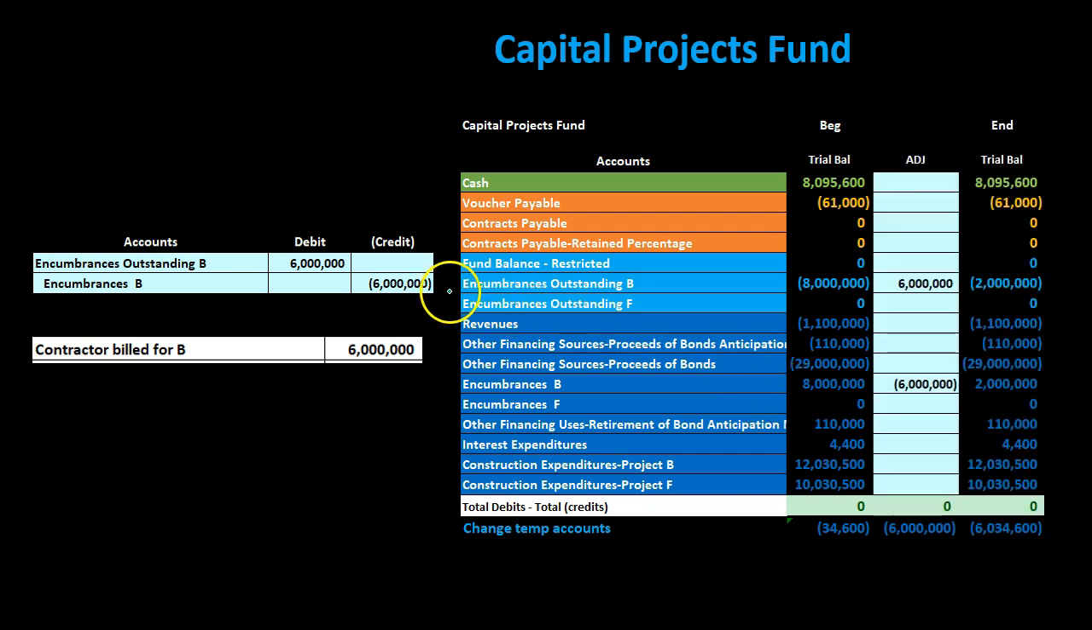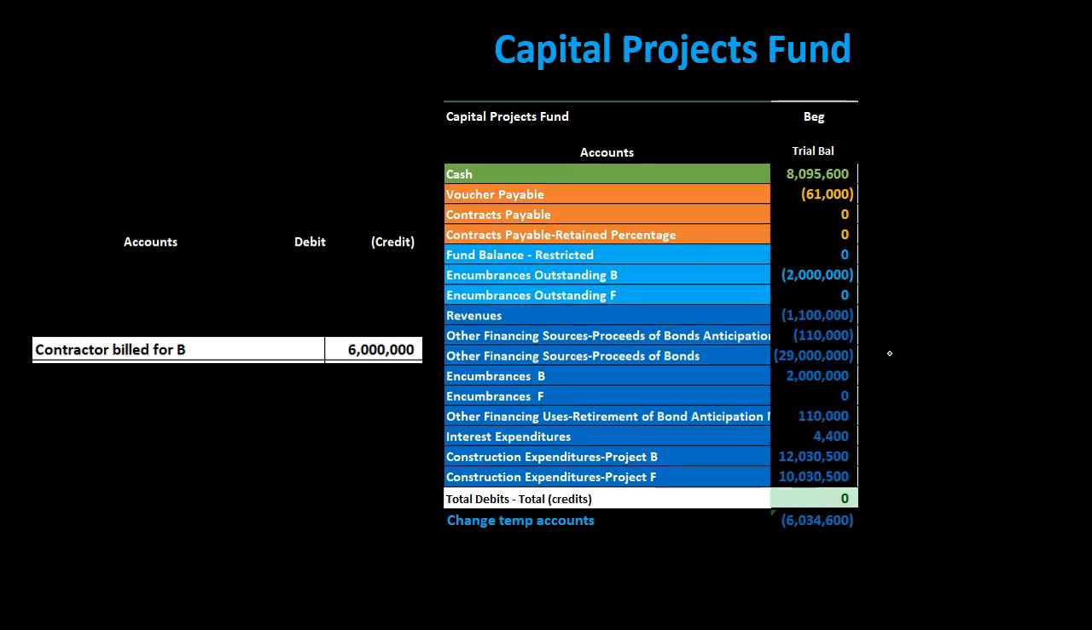If we post this out, then we've got the credit for encumbrances. We debit it, decreasing it down to $2 million. Then we have the encumbrances at 8. We're going to credit it, making it go down. Now we can record the expenditure because this was a holding account for the expenditure. Now we can record the actual expenditure.